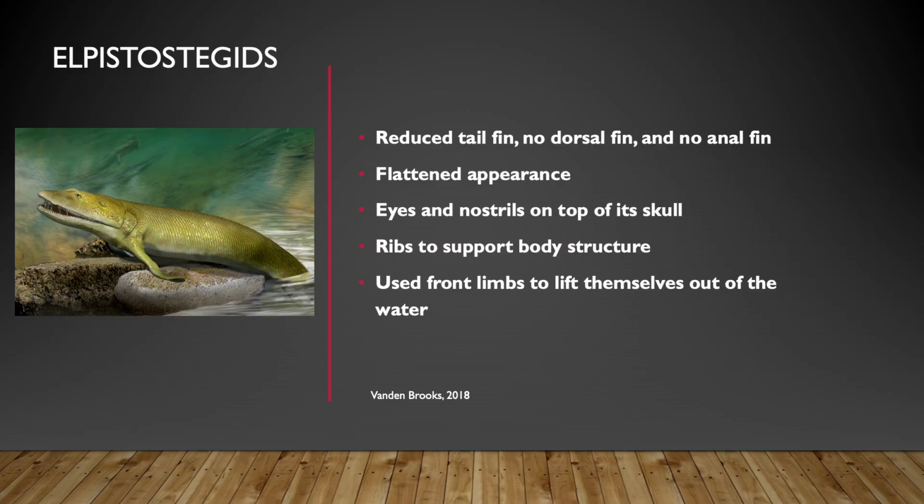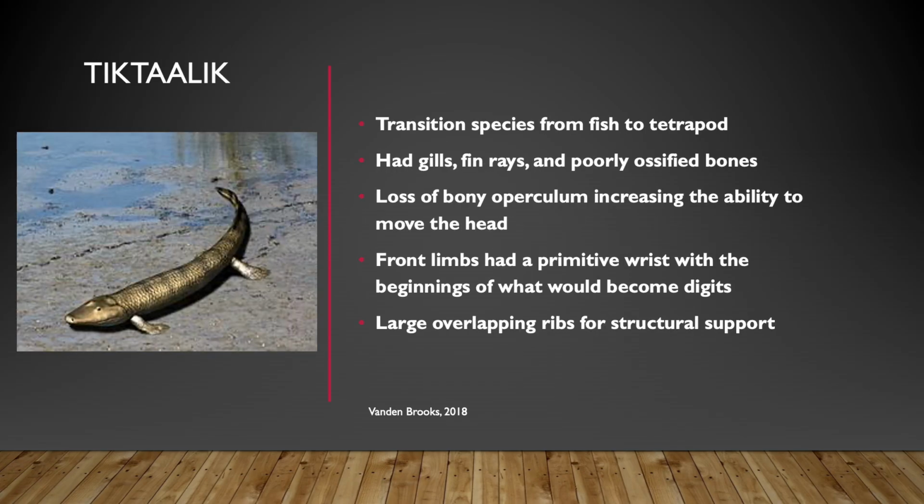Epistolosteigids had a reduced tail fin and no dorsal or anal fin. It was dorsoventrally flattened with its eyes and nasal passages on top of its skull. They also had ventrally projecting ribs, which helped support the body structure. With all of these new features, it was believed that they would use their front limbs to lift their heads out of water in order to see prey near them. Citation Vandenbroek 2018.